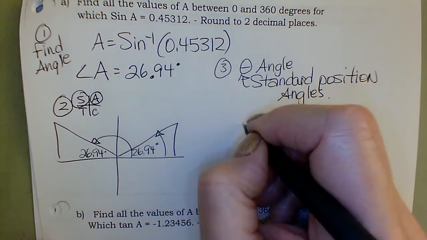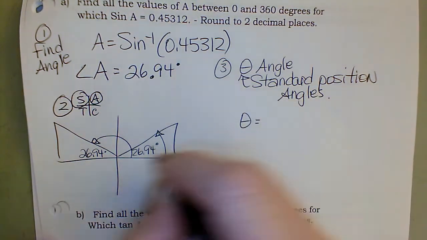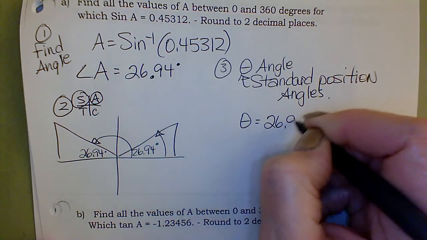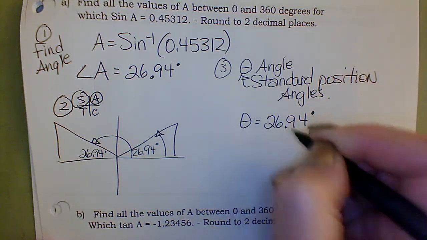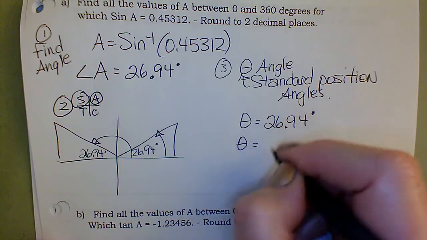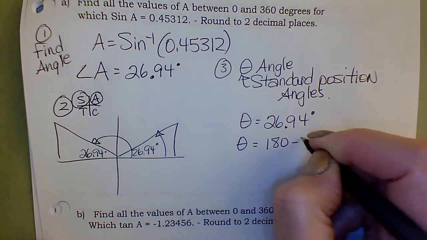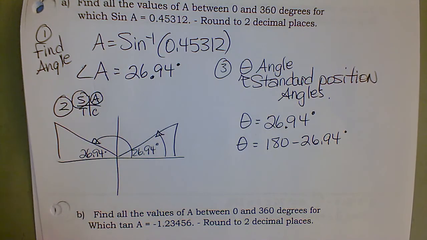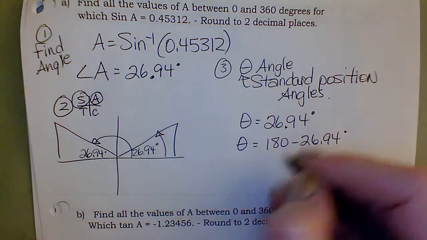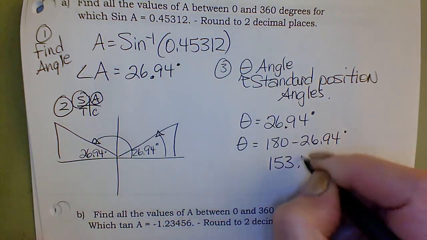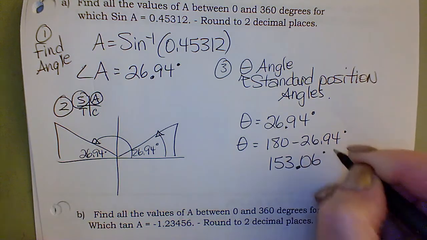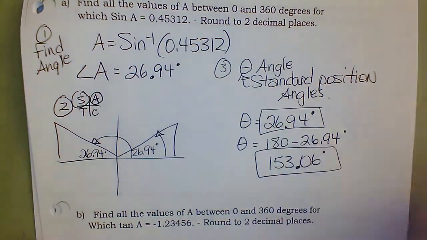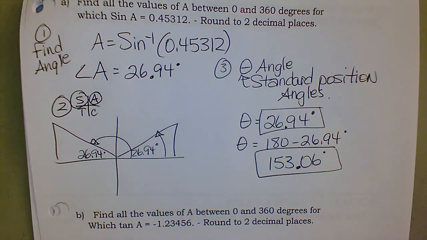So in quadrant 1, that 26.94 is exactly the same as your reference angle. And then the other one would be 180 minus the 26.94. And it would be 153.06 degrees. And there's your other one. Okay.